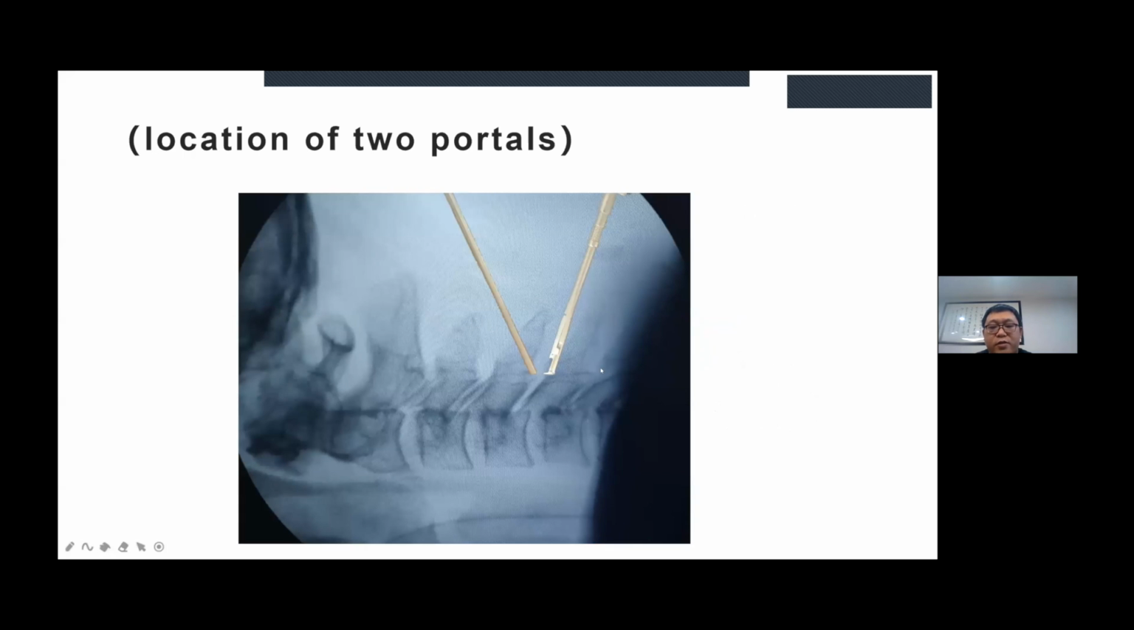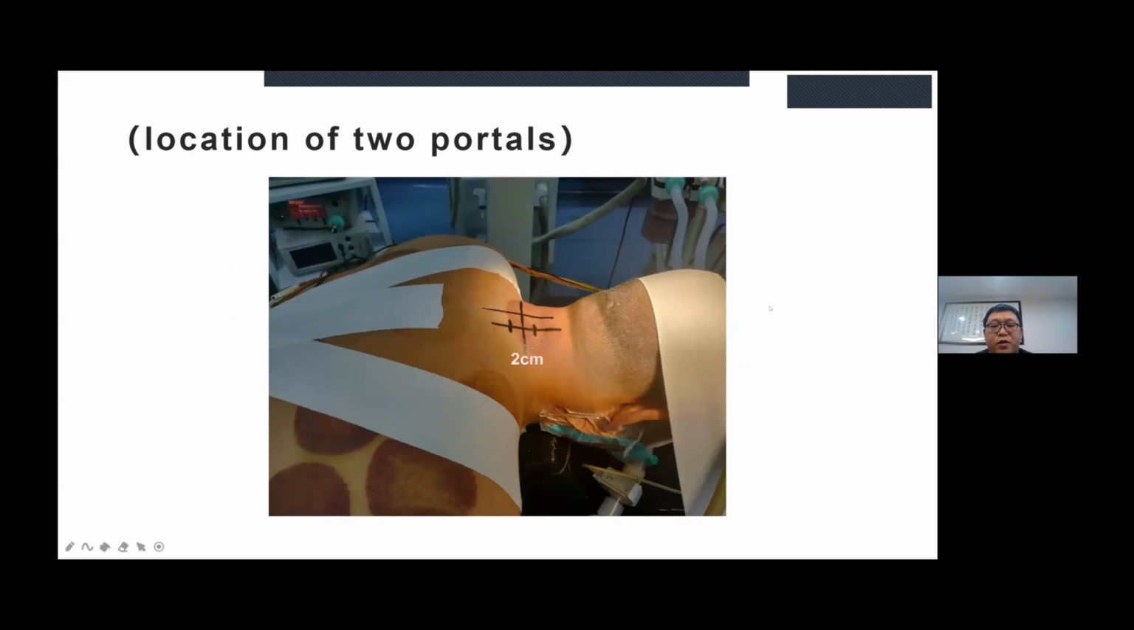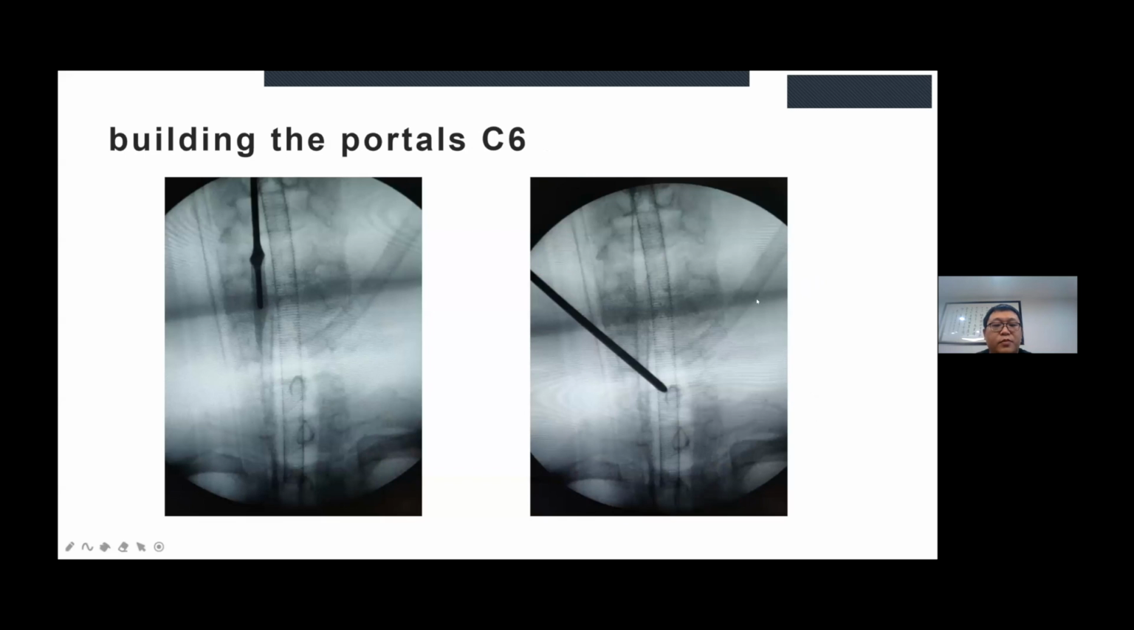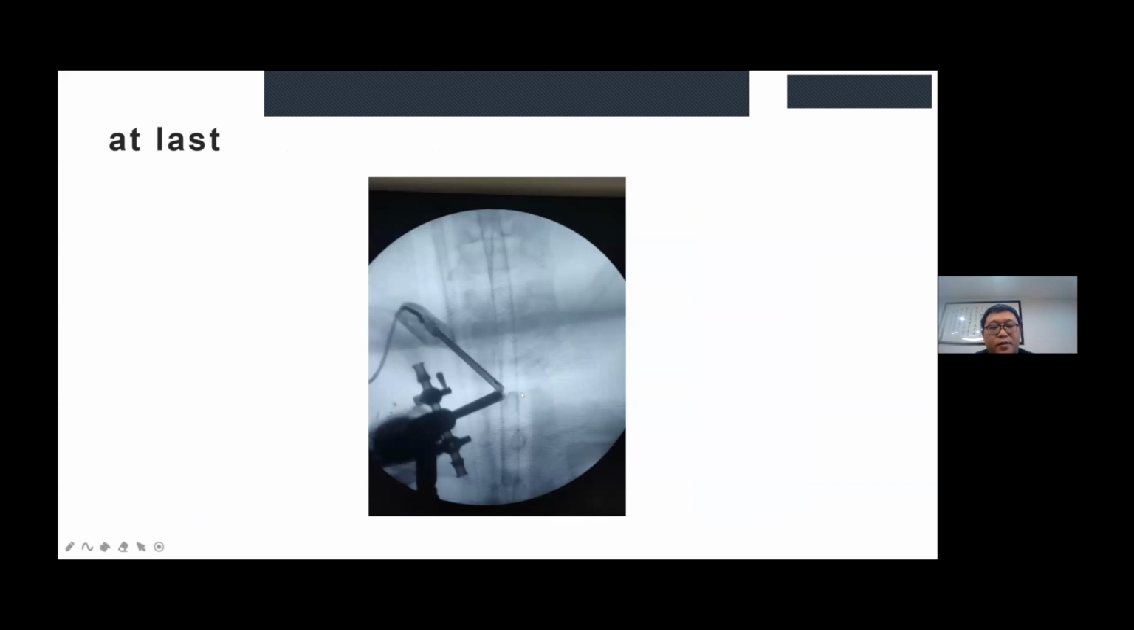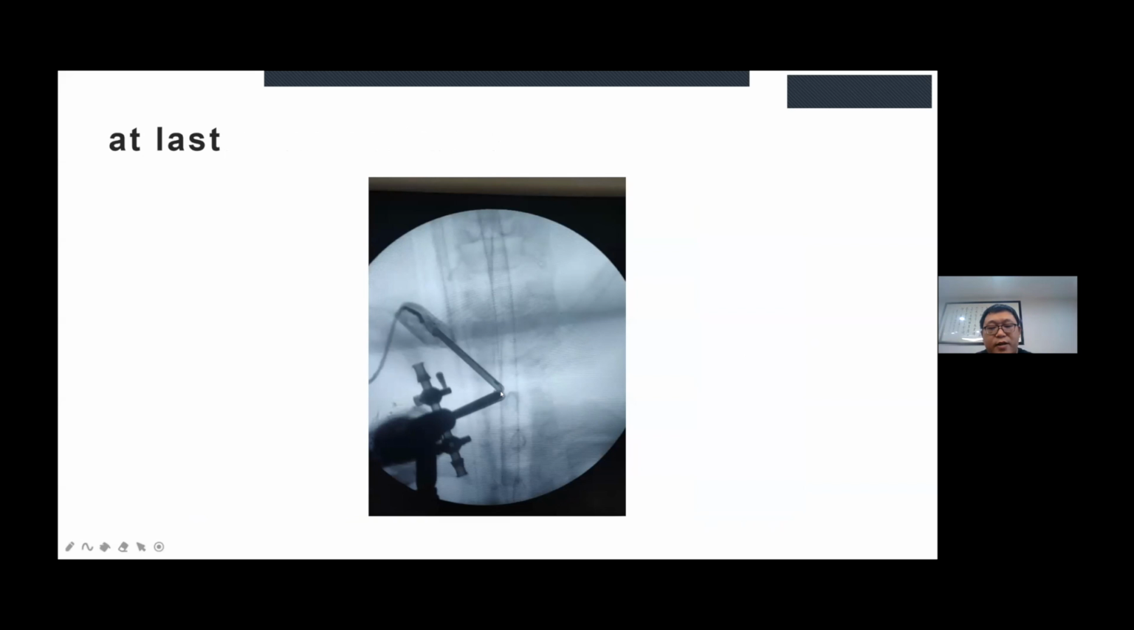The lateral X-ray shows the endoscopy and the instrument meet together at the facet joint. This is the picture during the operation. The lamina and the base of the spinous process is a safe docking area, I think. The endoscopy and the instrument meet together at the surface of the lamina.